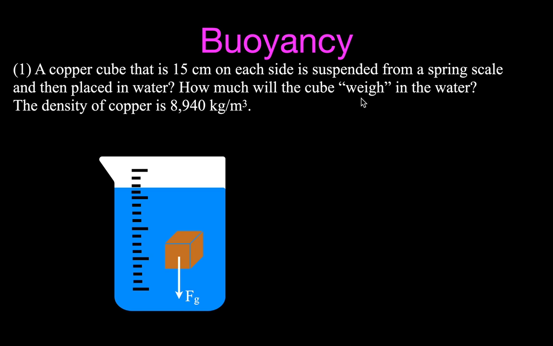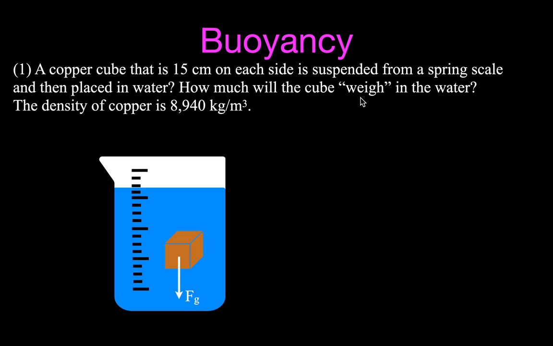Now you can see I put weigh here in quotation marks because really when we weigh something, we often weigh it in air. That's what we think of as the weight. So this is going to be the apparent weight when that copper cube is in water. And now I told you that the density here of copper is 8,940 kilograms per cubic meter.